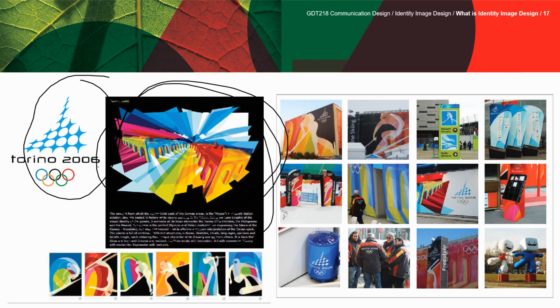The piazza is full of contrast: different structures, cultures, lifestyles, rituals, languages, opinions, and beliefs mingle. Tradition exists with innovation, art with commerce, history with modernity, expression with restraint. So this is the identity image example from Torino, the application of the design from the supporting graphic, and also the pictogram.